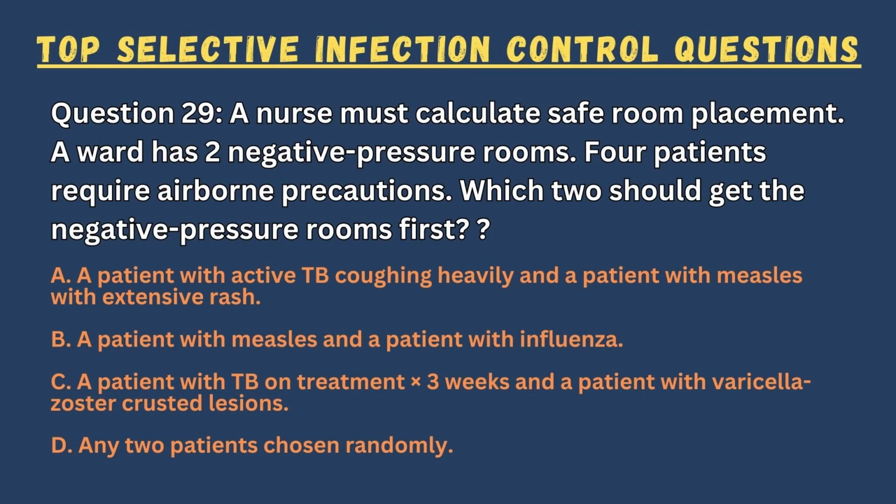Question 29. A nurse must calculate safe room placement. A ward has 2 negative pressure rooms. Four patients require airborne precautions. Which 2 should get the negative pressure rooms first? A. A patient with active TB, coughing heavily, and a patient with measles, with extensive rash. B. A patient with measles and a patient with influenza. C. A patient with TB, on treatment times 3 weeks, and a patient with varicella-zoster crusted lesions. D. Any 2 patients chosen randomly.